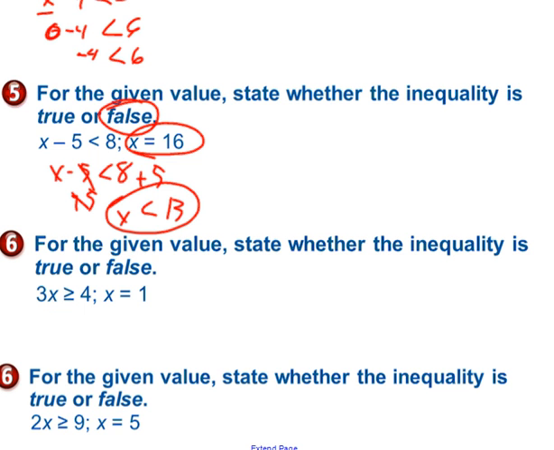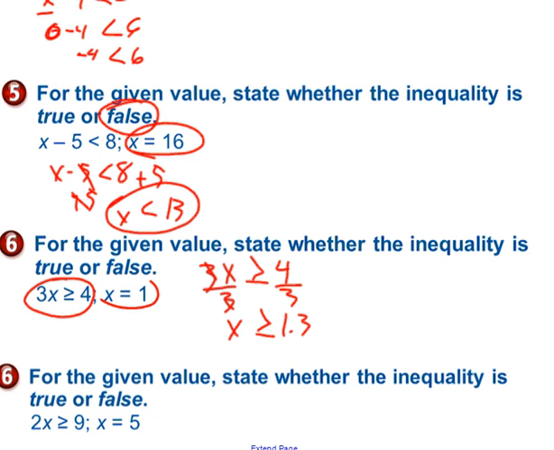For the given value, state whether the inequality is true or false. 3x is greater than or equal to 4, so I'm going to say 3x, just copy it over, greater than or equal to 4. At this point, I'm going to divide both sides by 3. As I divide both sides by 3, x then is greater than or equal to 1.3. Is 1 greater than or equal to 1.3? It is not, so the statement is false.